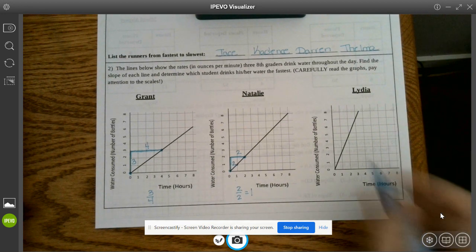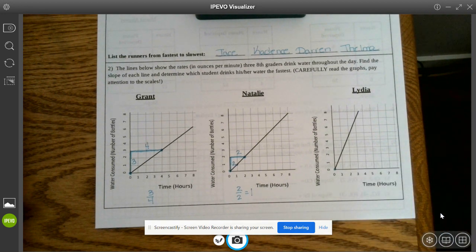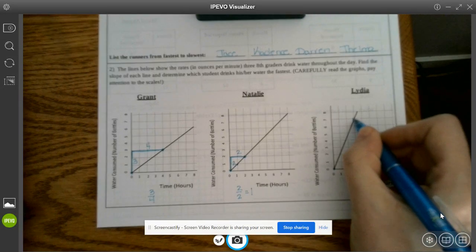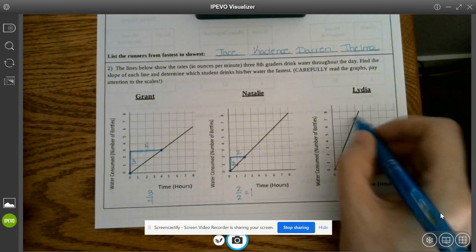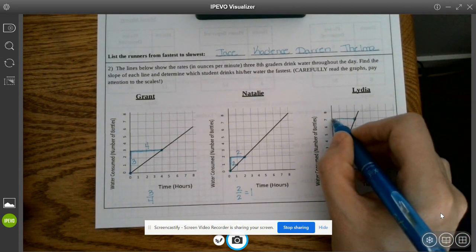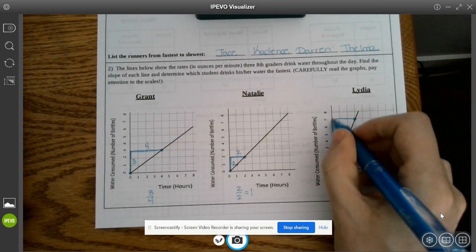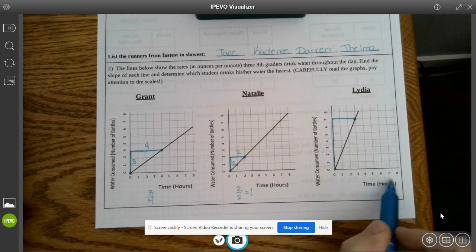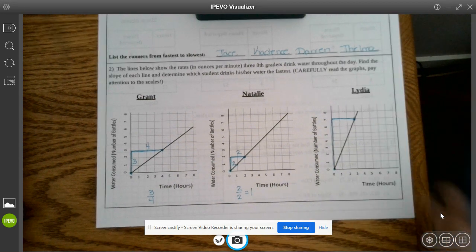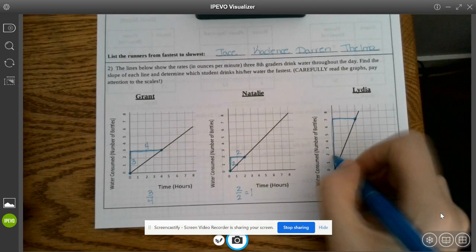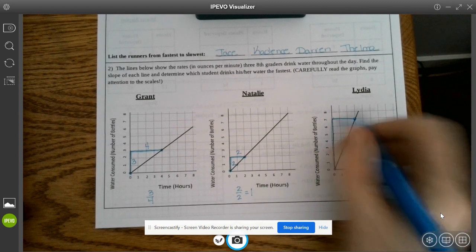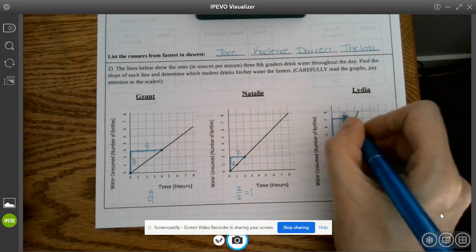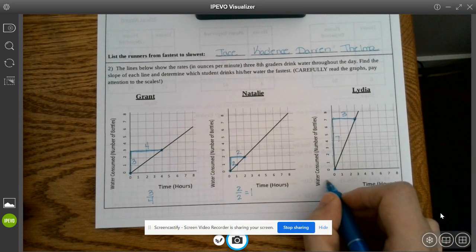Finally, let's look at Lydia here. 0, 0 again is a good point. And then if I look at a lattice point here, it looks like this might be a good one as well. I'm going to draw my triangle. And I'm going to count how many units up and over I'm going to go. Again, I'm going to look at my scale. I'm counting by ones. So I'm going up 1, 2, 3, 4, 5, 6, 7, and over 3. So the slope of this line is 7 over 3.